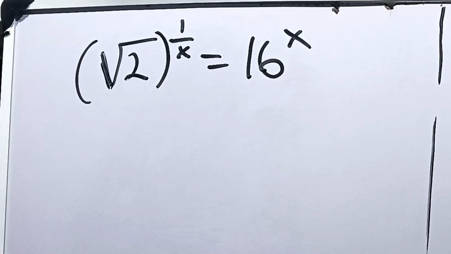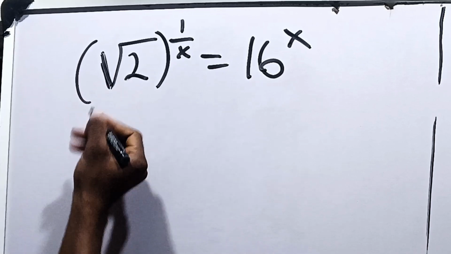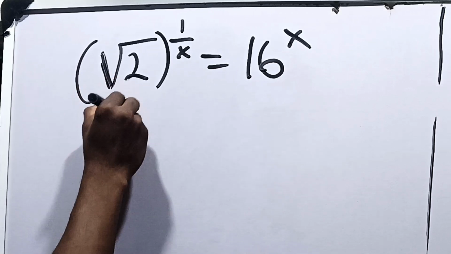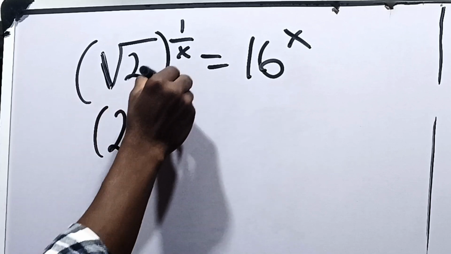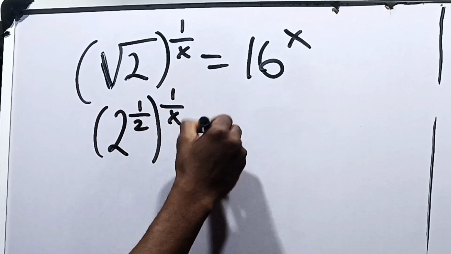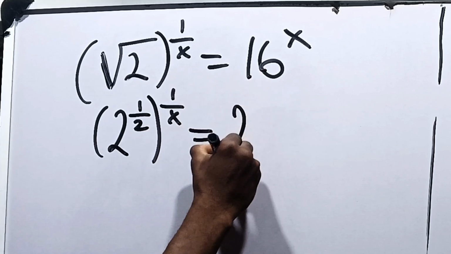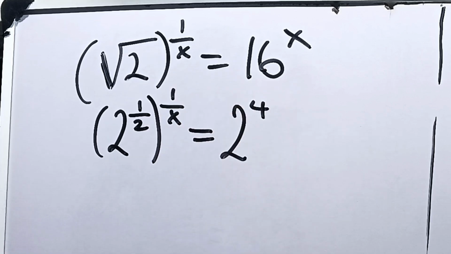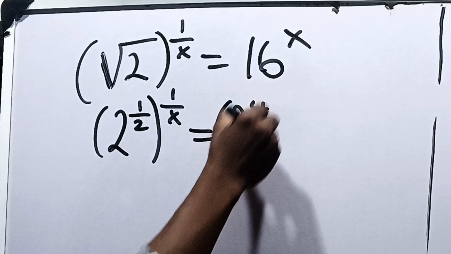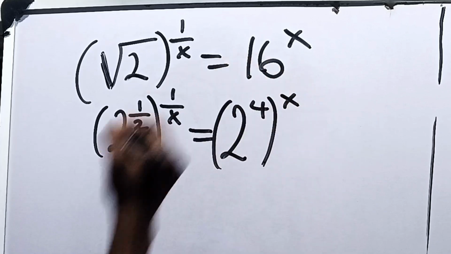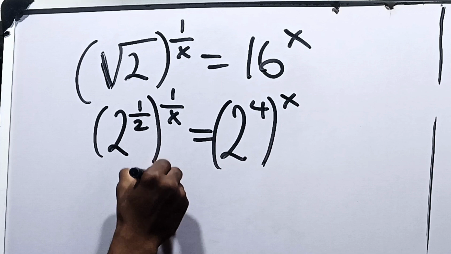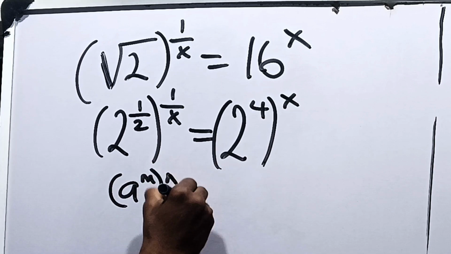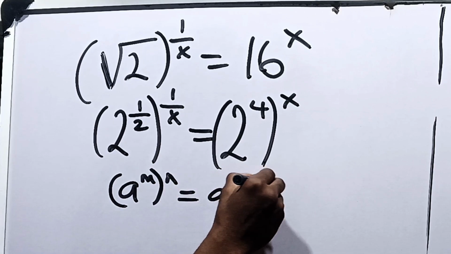Now, first thing we can say here is that we can re-express root of 2 as 2 raised to power half. So I can say that this is 2 raised to power half raised to the power of 1 over x to be equal to 16, which can be re-expressed as 2 to the power of 4, raised to the power of x. Now we can say that when we have a raised to the power of m, raised to the power of n, it's equal to a raised to the power of m multiplied by n.